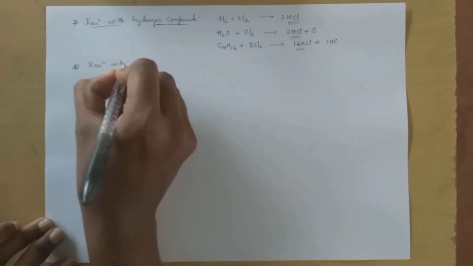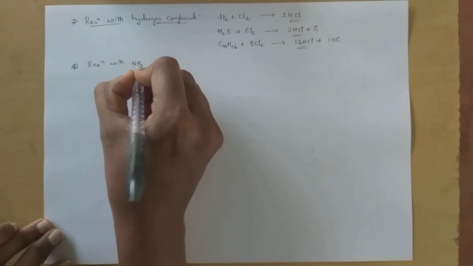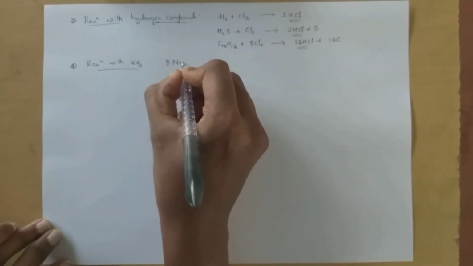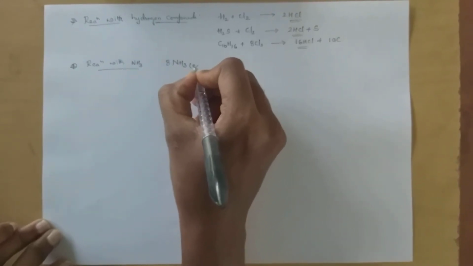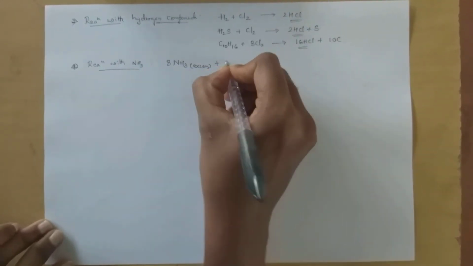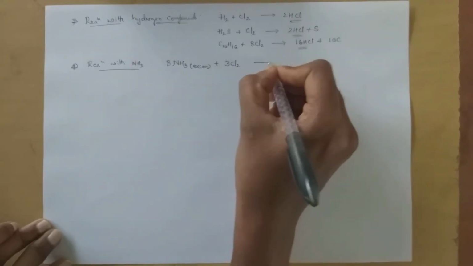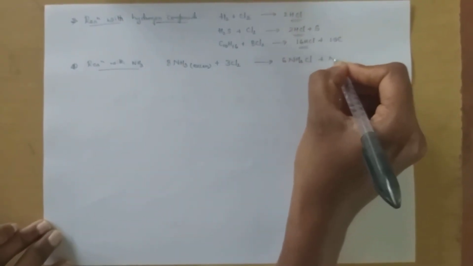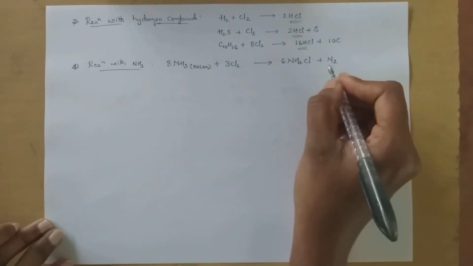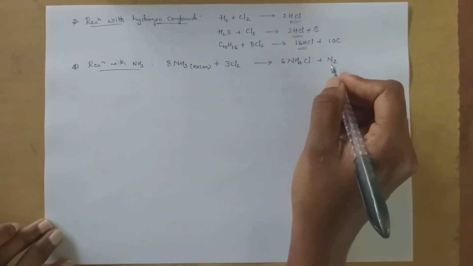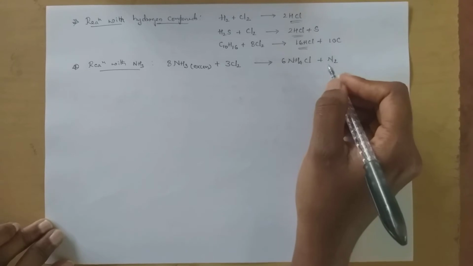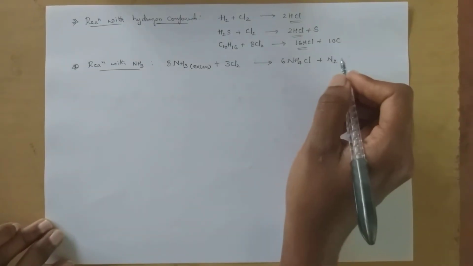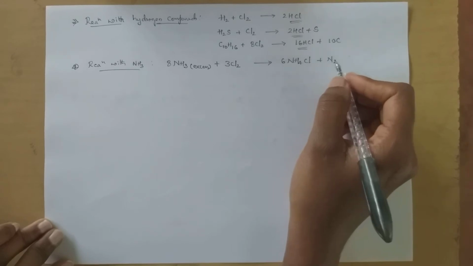Nextly, we have reaction with ammonia. So how does it react with ammonia? Excess ammonia combines with chlorine to form ammonium chloride and nitrogen gas. Ammonium chloride is formed and nitrogen gas is eliminated. So chlorine reacts with excess ammonia to give ammonium chloride and nitrogen gas is eliminated.